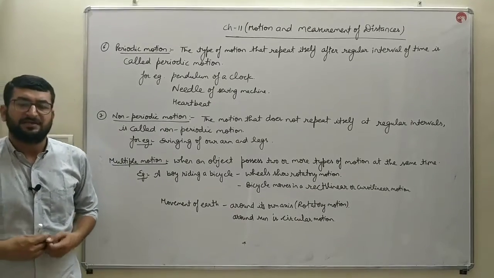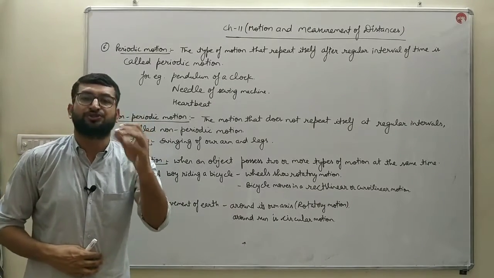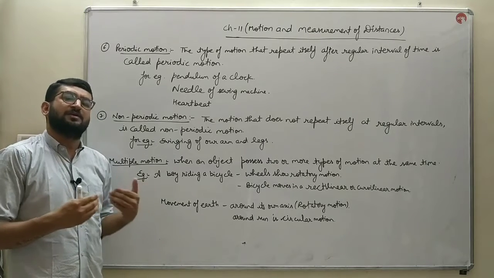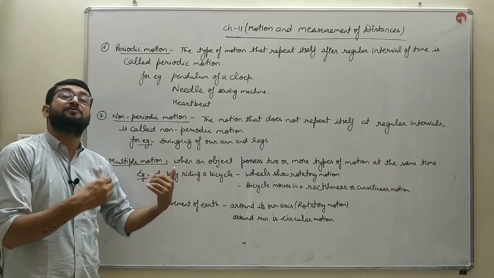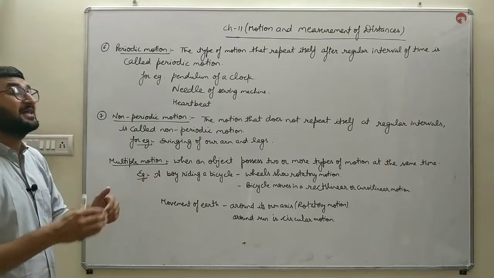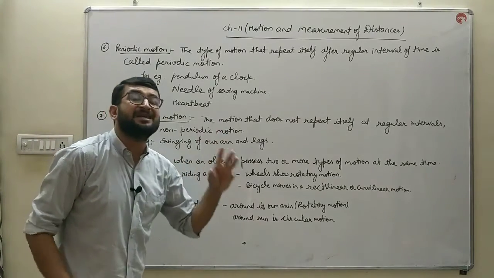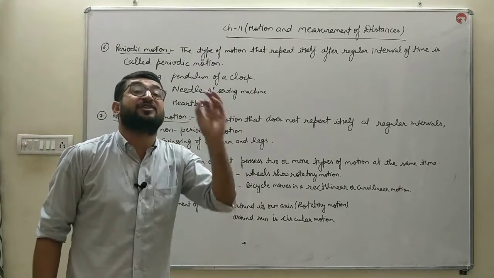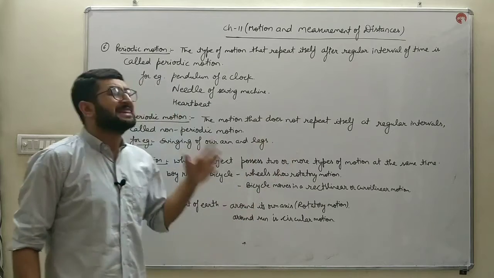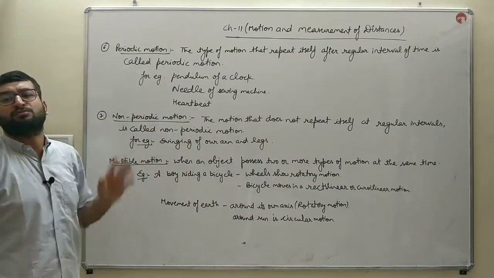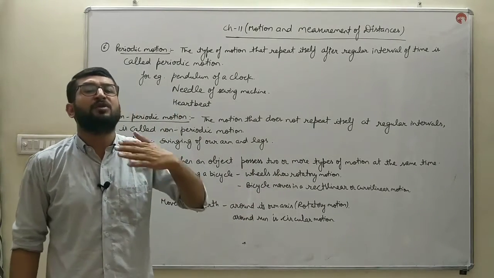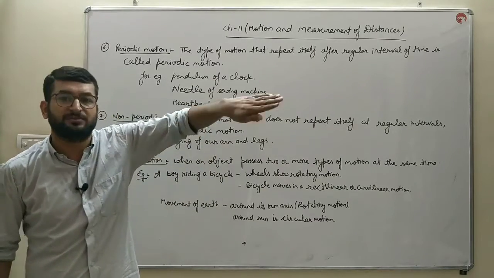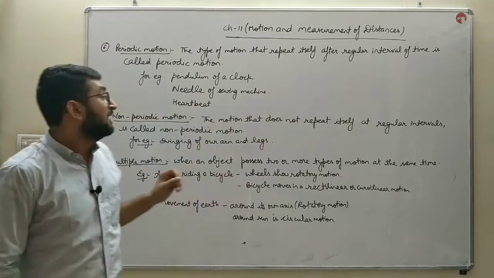The next type of motion is periodic motion. As you observed in your school, after one period the other will come, and this will keep on repeating. So just like that, the motion which repeats itself after a regular interval of time, after a fixed interval of time, is known as periodic motion. For example, the pendulum of a clock. After a fixed interval of time, it returns back to its original position.